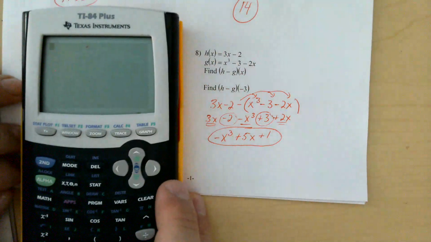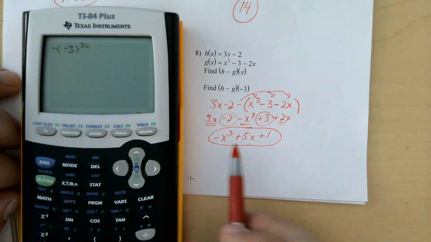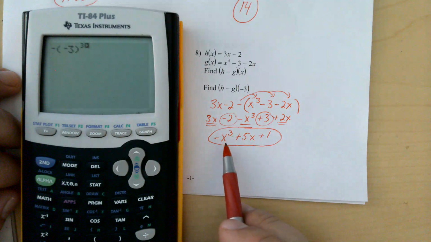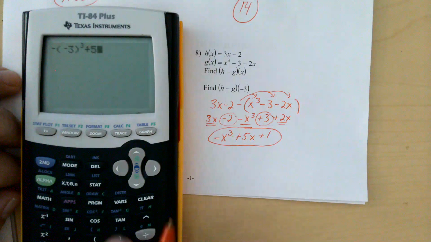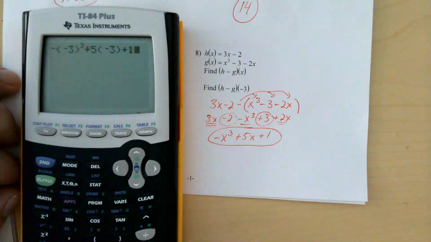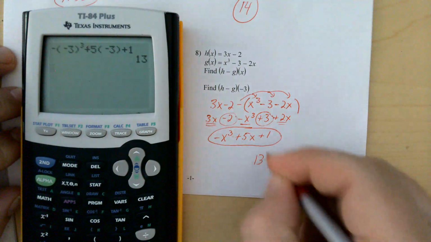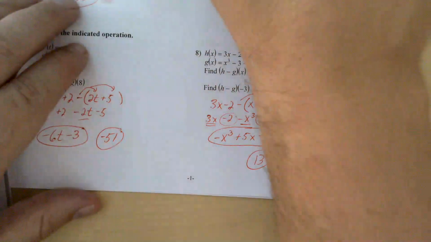So hopefully you can see this. I have negative parentheses, and I'm plugging in a negative 3, and I'm going to cube it. So it's negative 3 cubed, plus 5 times negative 3, plus 1. And you get a 13. Okay? So that first page we got done in under 10 minutes.